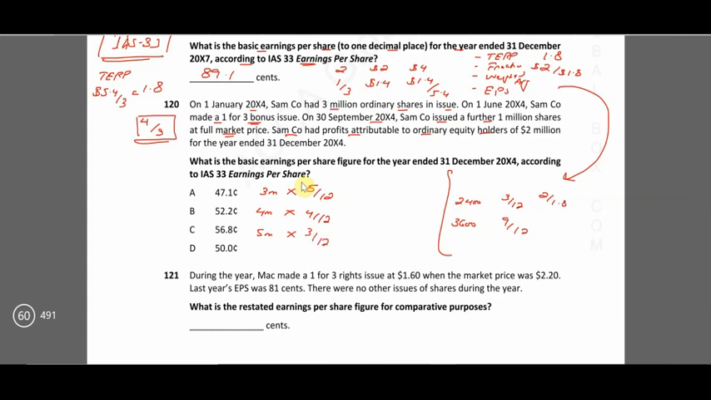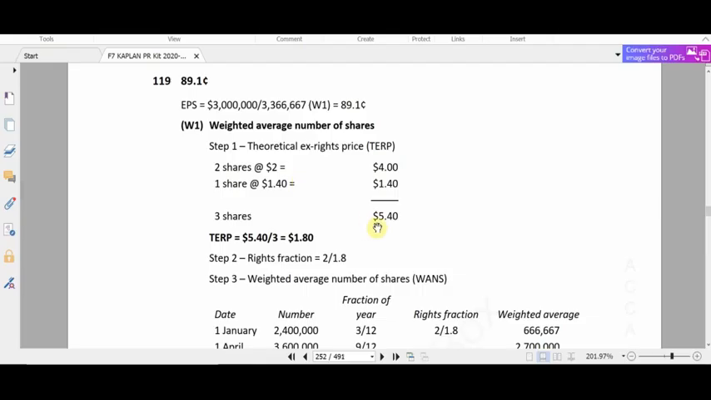Like from 1st January to 1st June, 5 months. In the first 5 months period, there were only 3 million shares. And then on 1st June, there was a bonus issue. Then the shares were 4 million. Then on 30th September, there were a further 1 million shares. Then for the last 3 months, there were 5 million shares in issue.